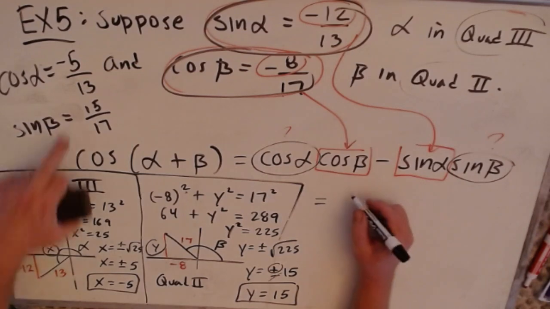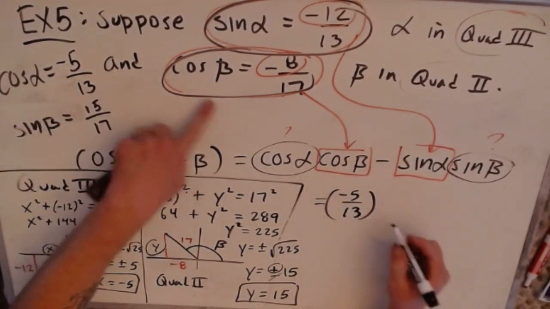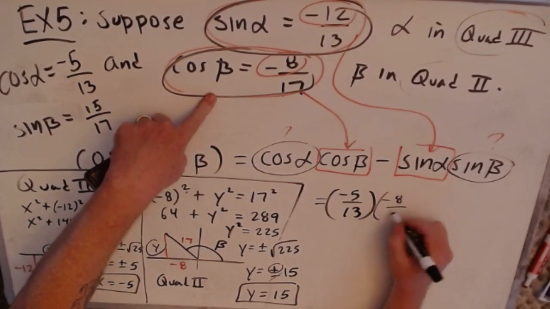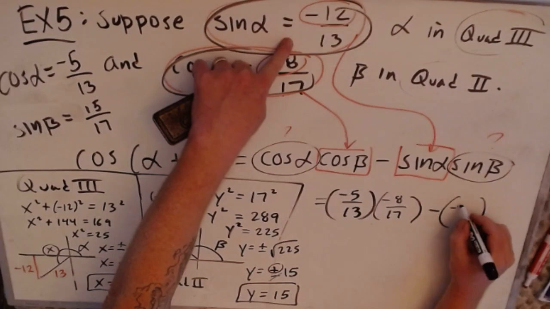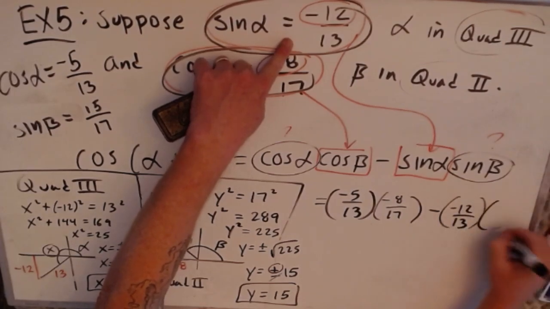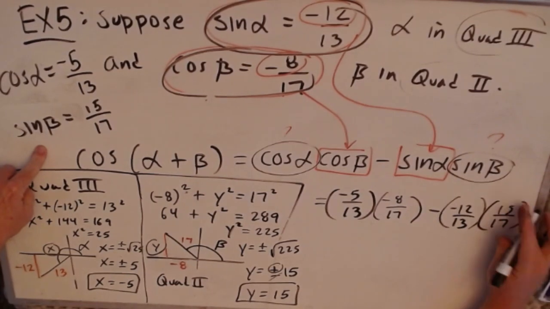Cosine alpha, negative 5/13. Cosine beta, negative 8/17. Sine alpha, negative 12/13. And sine beta, 15/17.